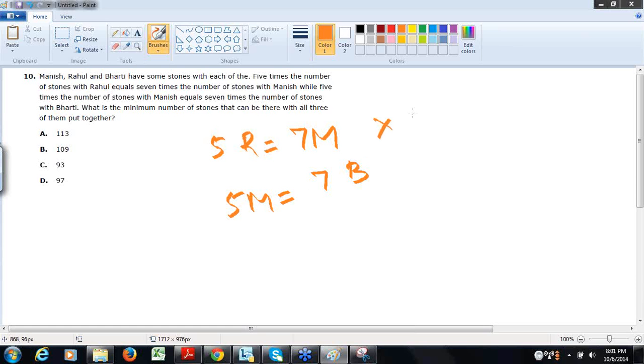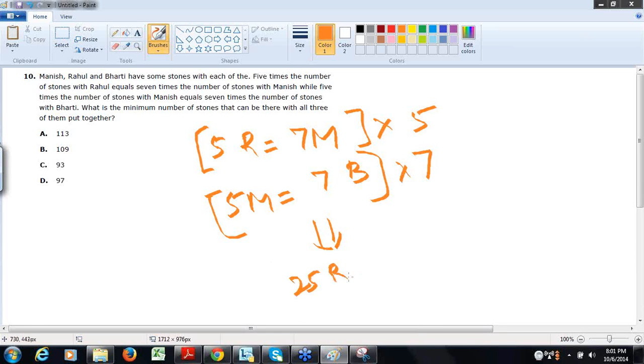Now multiply this equation with 5, and this with 7. What does it imply? It implies 25R is equal to 35M, and here 35M is equal to 49B.